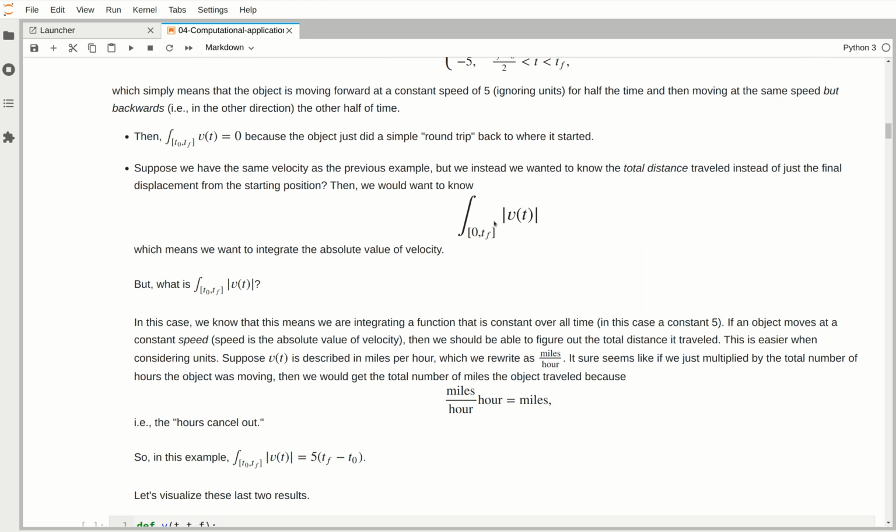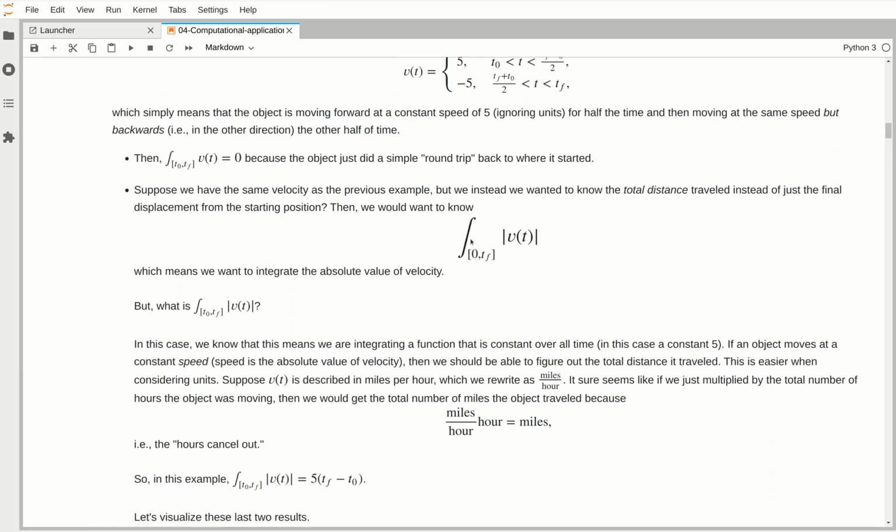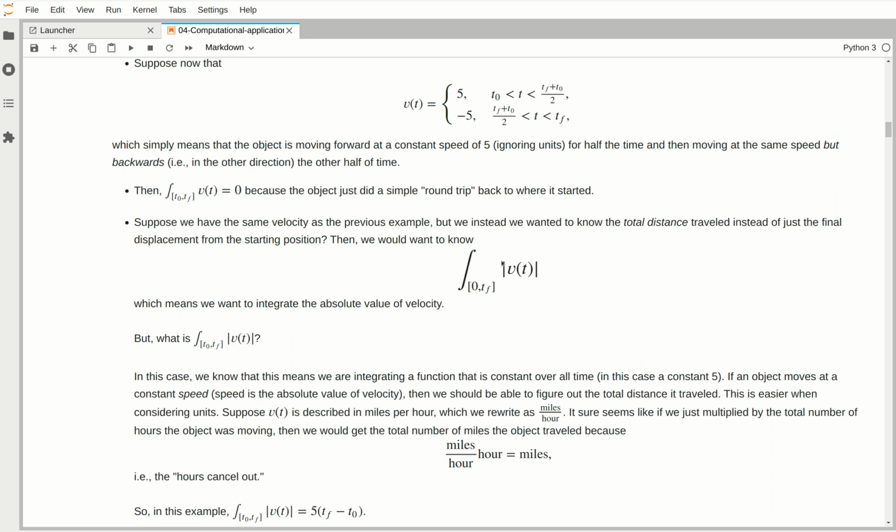So suppose, though, that now we have the same velocity as the previous example, but instead we wanted to know the total distance traveled instead of just the final displacement from the starting position. So in this case, we're interested more in the speed, which is given by the absolute value of the velocity, and we want to know the integral of the absolute value of v. So this is now giving us the total distance. If you think of it like driving a car, if you drove a car at a constant speed out of, let's say, a garage or some parking spot, and then you just turned around and came back at the same speed, and you did that over the same period of time, you'd end up in the same parking spot. But that doesn't mean that you didn't travel a distance. And if you wanted to know the distance you traveled, you need to integrate the absolute value of v.